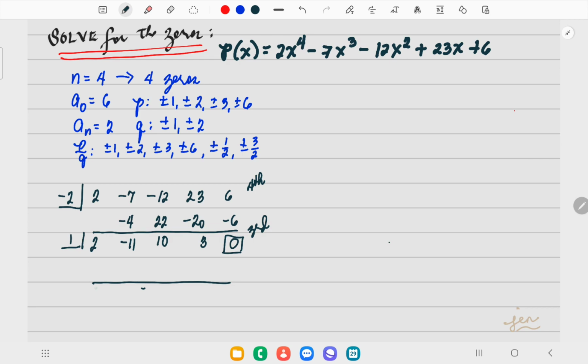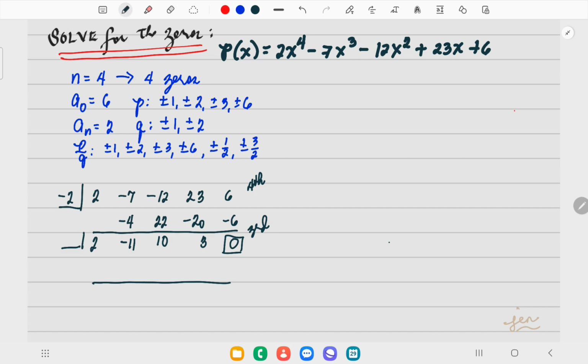So we bring down 2. 2 times 1 is 2. Plus a negative 11 is a negative 9. Times 1 is a negative 9. Plus a 10 is 1, times 1 is 1. And 3 plus 1 is not 0. So 1 is not a zero of the polynomial.